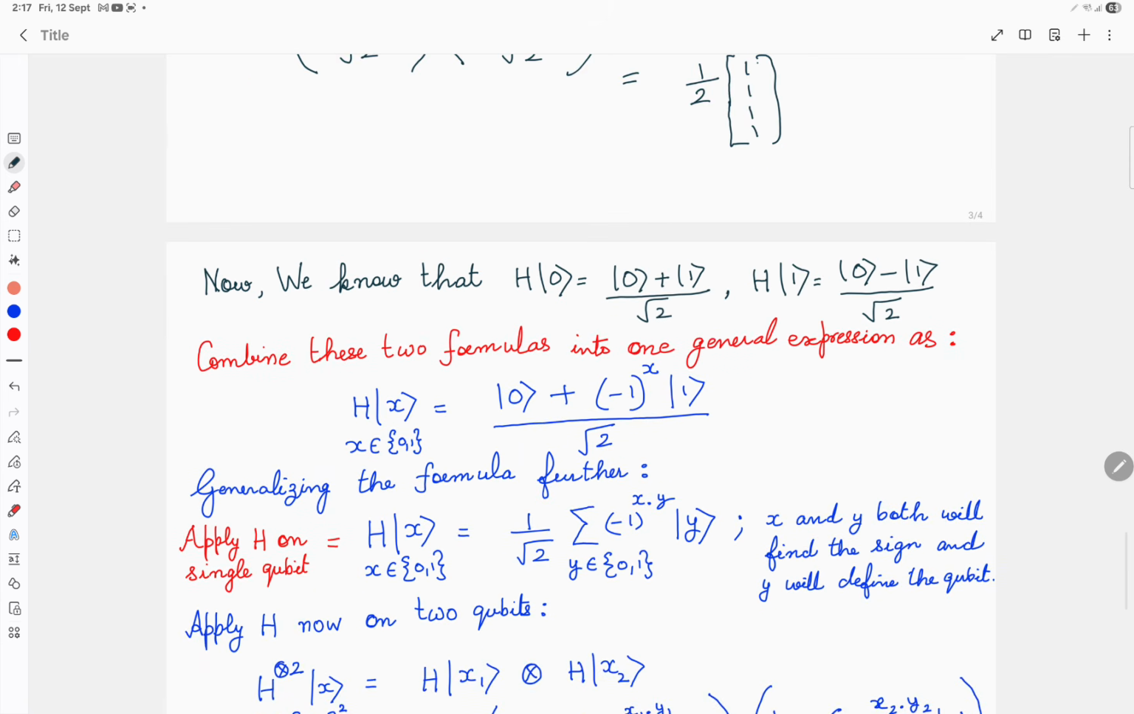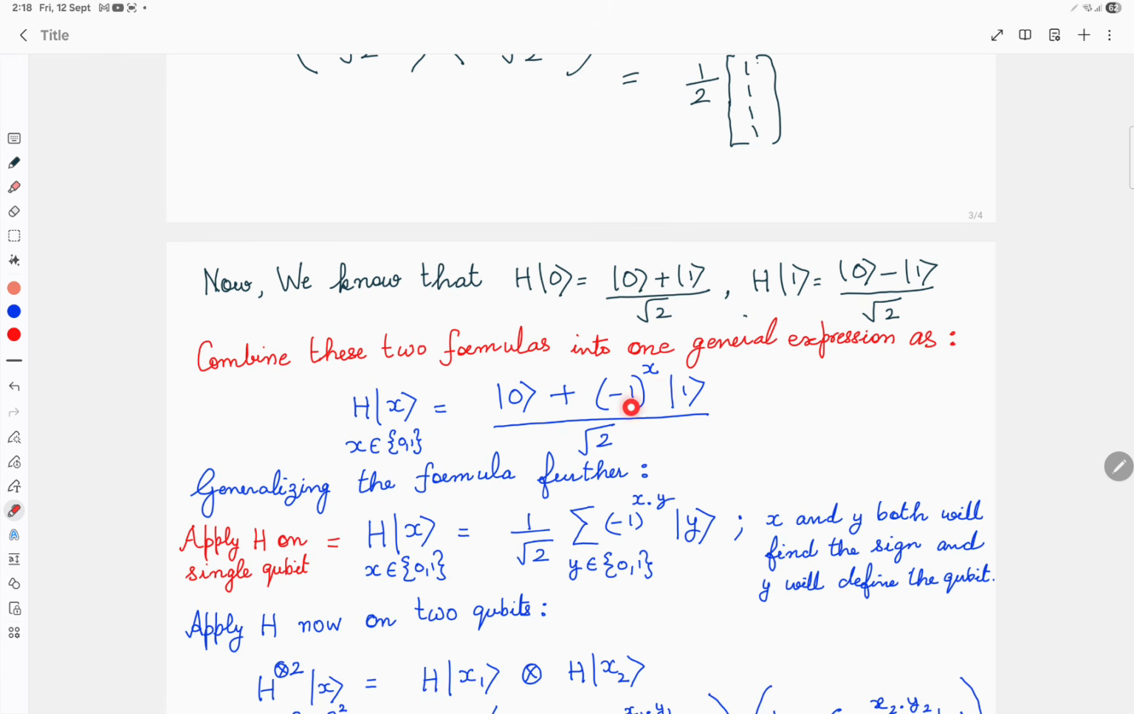Alright, if this is the case, let us try to put these two expressions in a general form. What we see here is that we are applying the Hadamard gate on ket x. Ket x represents either 0 or 1. So x is a variable that tells us whether we are applying it on ket 0 or on ket 1. If we are applying it on ket 0, then if you see in this expression, x is in the exponent part.